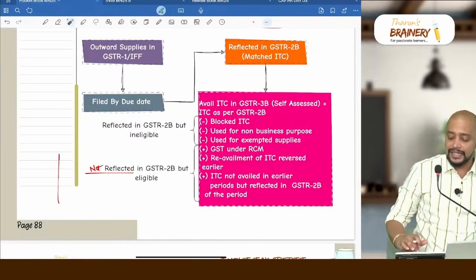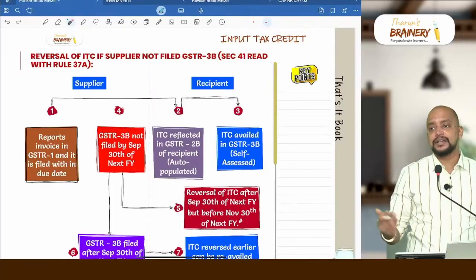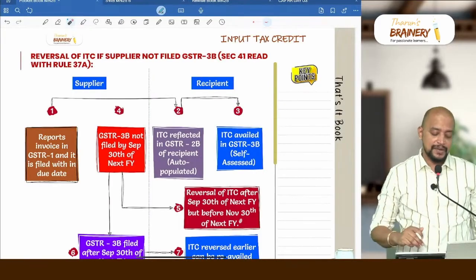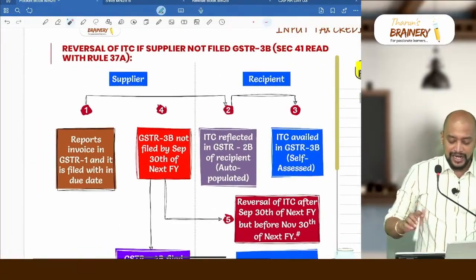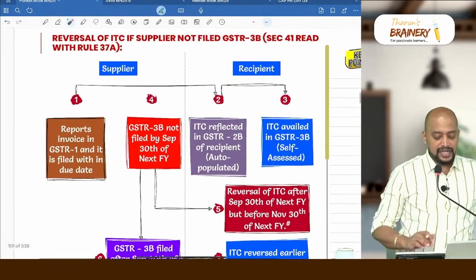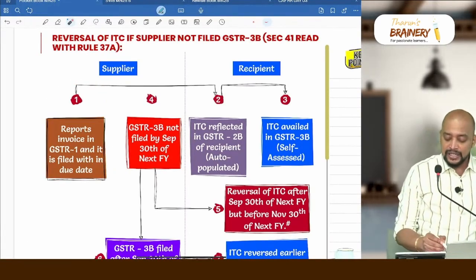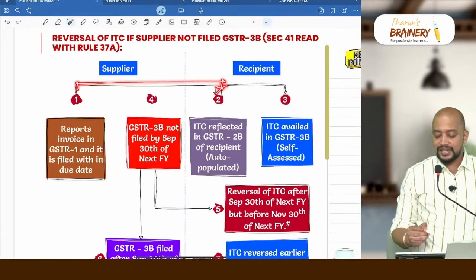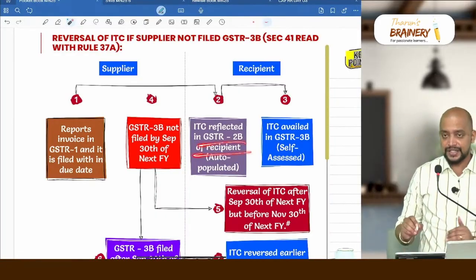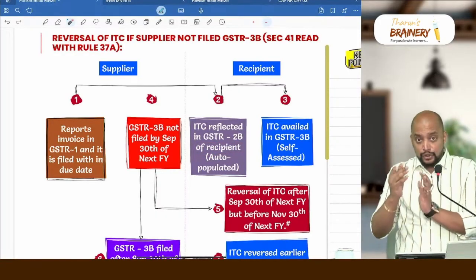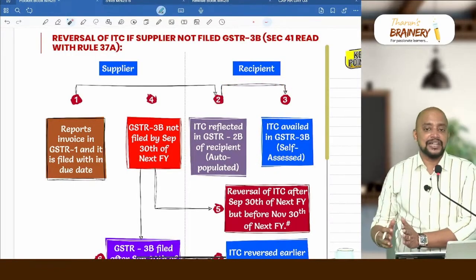Got it? Now we are discussing what will happen if the supplier has not filed 3B. That is given in section 41 read with rule 37A. So look into this chart. The supplier reports the invoice in GSTR1, and that return is filed within the time limit. As soon as the supplier files GSTR1, it will automatically come into the recipient's ITC. It will be reflected in the recipient's 2B, and whenever it is reflected, the recipient will avail the ITC in his GSTR 3B.